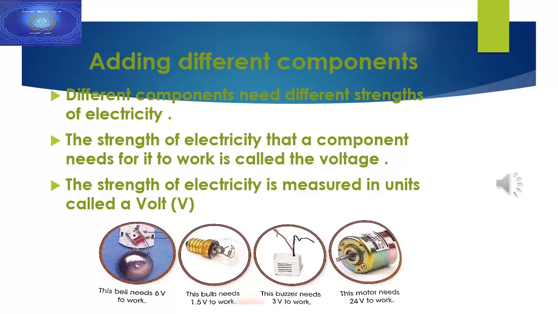Here one picture is given. A bell needs 6 volts to work. A bulb needs 1.5 volts to work. A buzzer needs 3 volts to work. And a motor needs 24 volts to work.